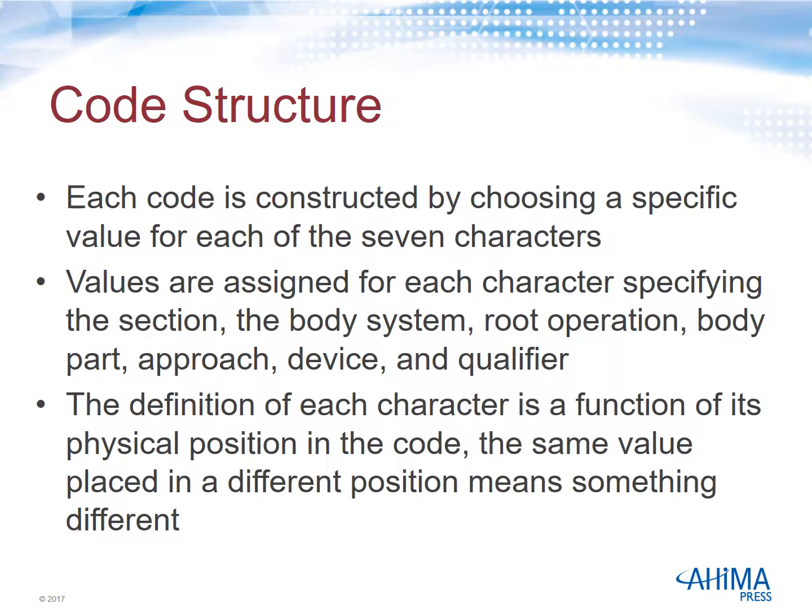Each code is constructed by choosing a specific value for each of the 7 characters. Values are assigned for each character, specifying the section, the body system, the root operation, the body part, approach, device, and qualifier. The definition of each character is a function of its physical position in the code. The same value placed in a different position means something different.